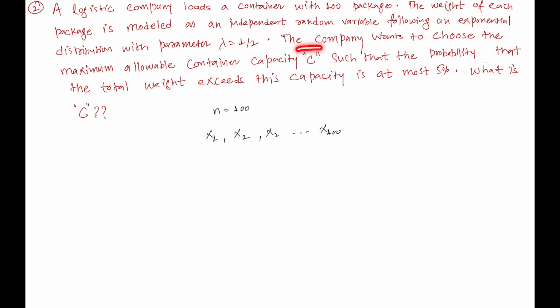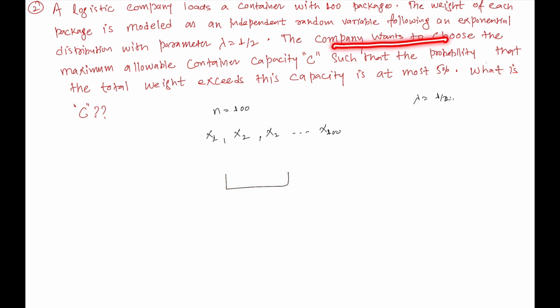Now this exponential distribution has the parameter 1 divided by 2. This information is also given in the problem. Now the company wants to choose the maximum allowable container capacity C. What we are trying to do is load these packages into the container, so this container will have some maximum capacity C.